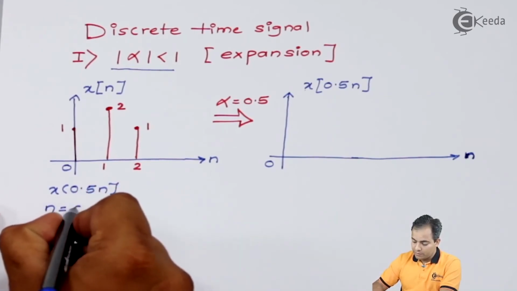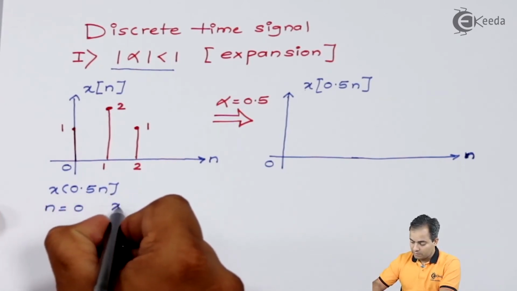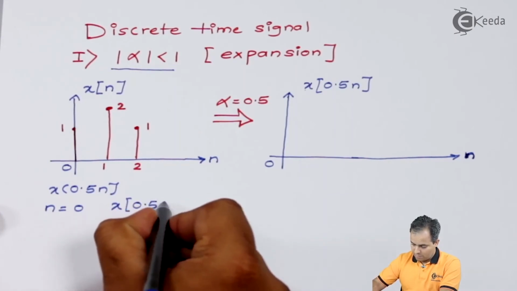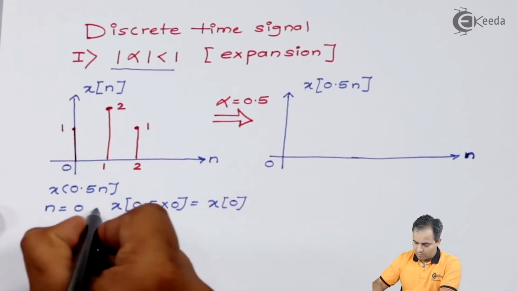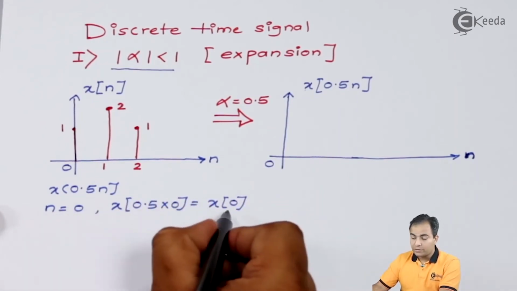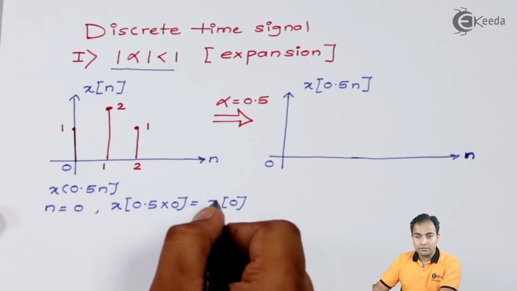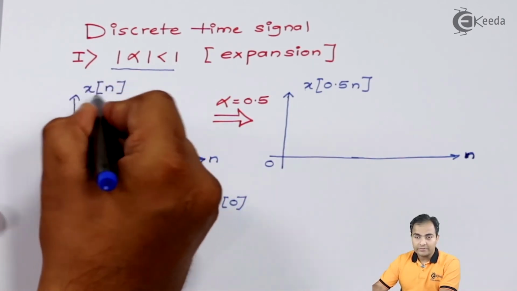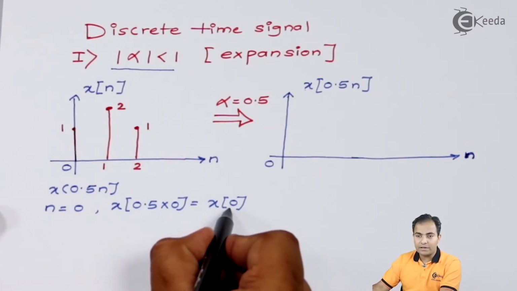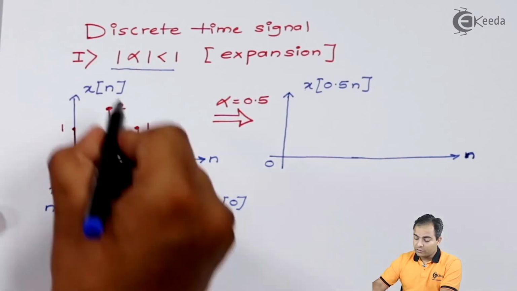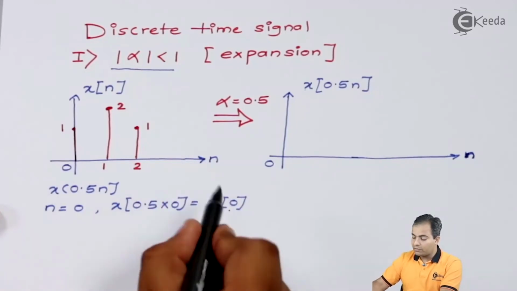For n equals 0, if I substitute n equals 0 in this function, what do I get? X of 0. We have to find out the amplitude of x of 0 in x of n. This place is nothing but the instance place, meaning this is the n value. In x of n, what is the amplitude at n equals 0?